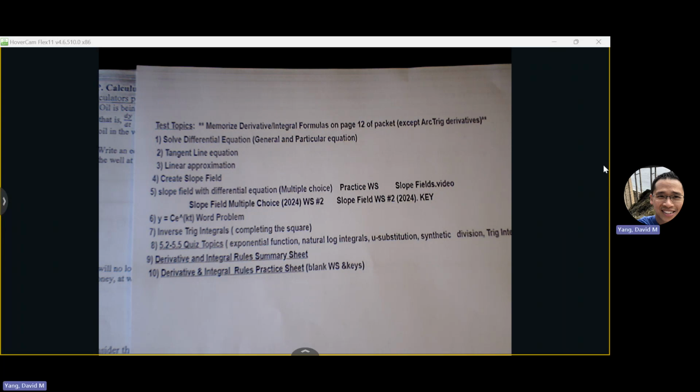Matching slope field with differential equation. We can practice more with that. That's a lot of what you saw on your homework. The slope field homework, where you have to match the differential equation with the filled out slope field. Y equals C e to the kt word problem, where you've got to solve for k, you've got to solve for C. You're building all these ordered pairs. We did that last Friday. We can practice some more of that.